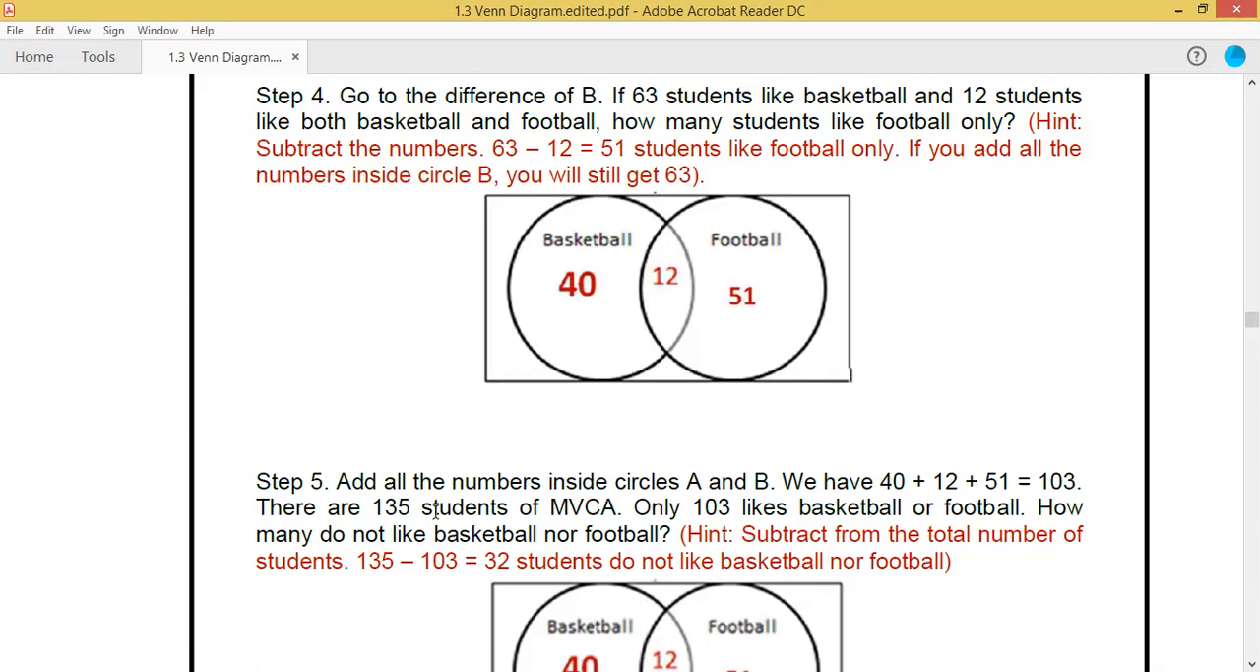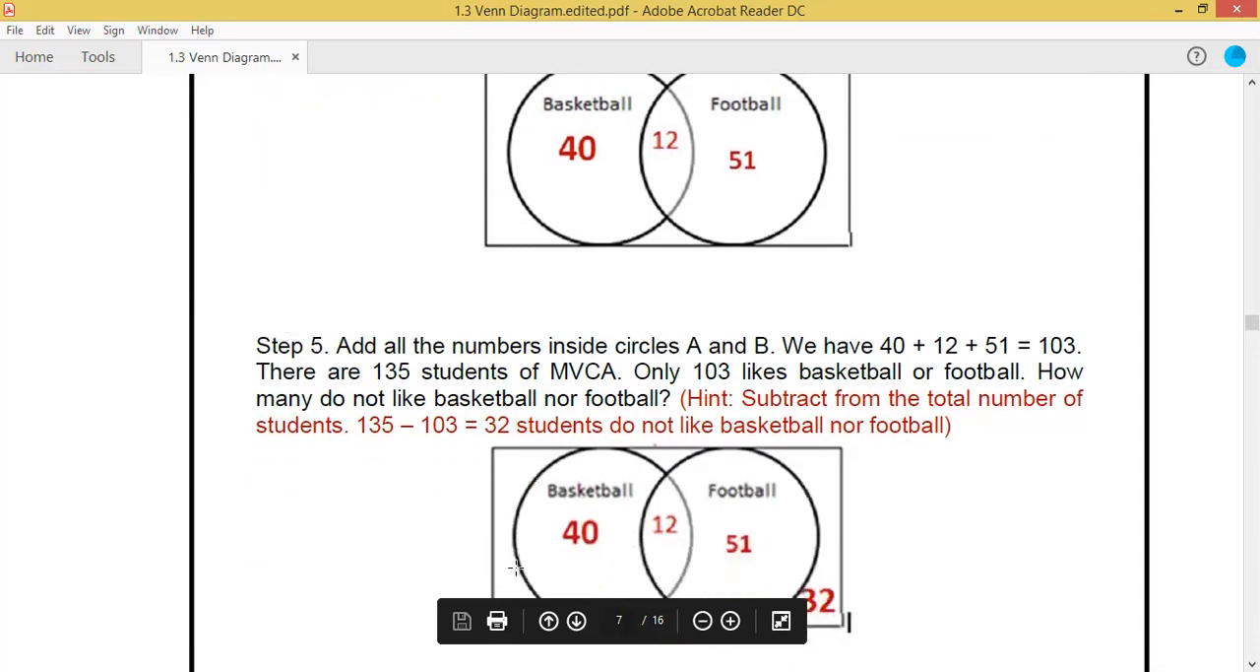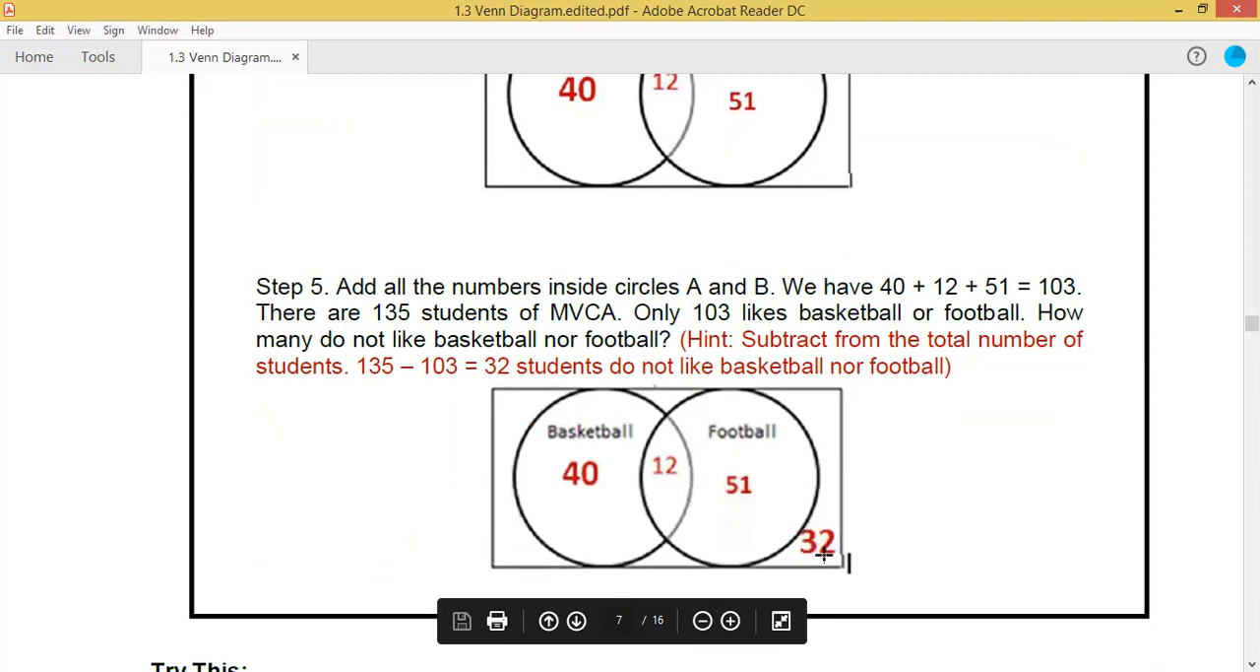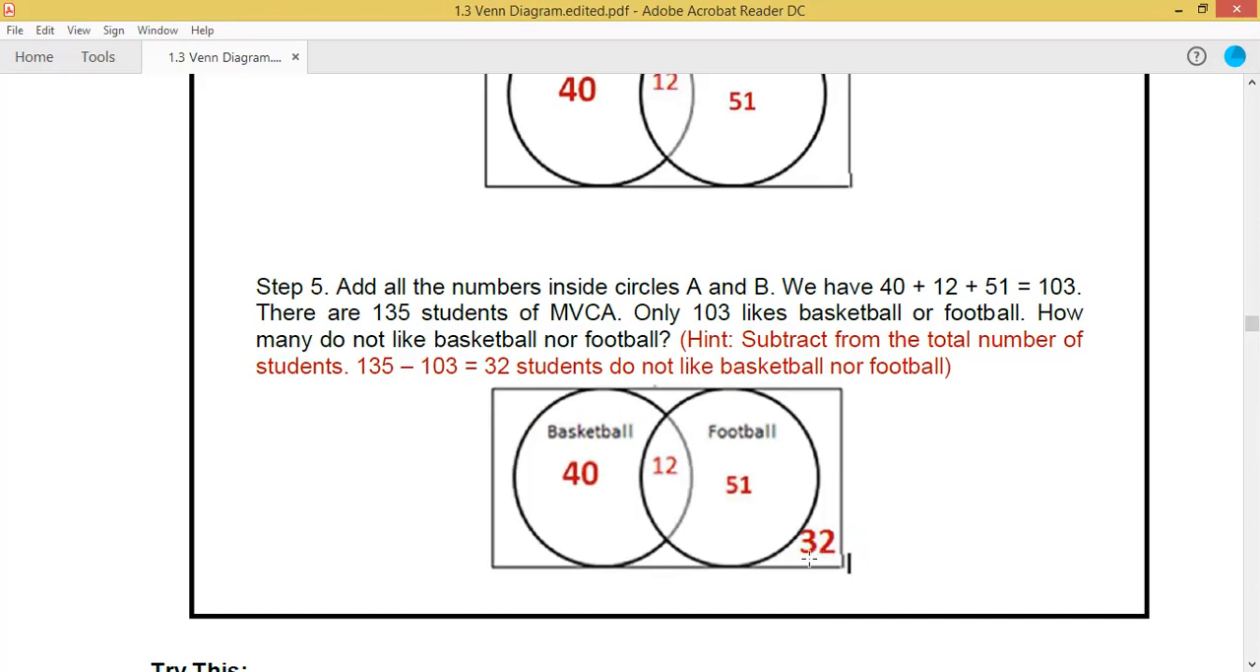So out of 135 students of MVCA, only 103 like basketball or football. So how many do not like basketball or football? The hint is we subtract the total, which is 103, from 135. So that will be 135 minus 103. The answer is 32. We place it outside the circle, but inside the rectangle. It means that 32 do not like to play football nor basketball.